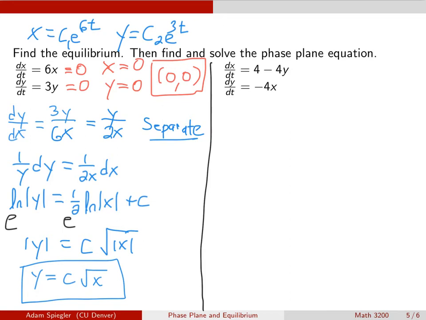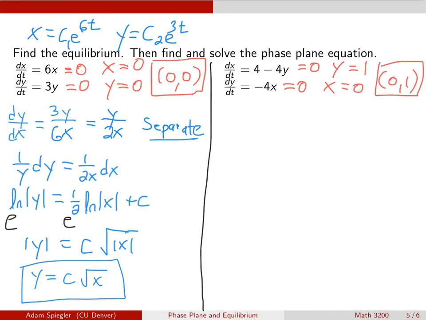For this next example, we certainly couldn't do that since these equations are intertwined. The equation for dx/dt depends on y, and the equation for dy/dt depends on x. So let's take a look at this example. First, we want to find the equilibrium. For example, when is dy/dt equal to 0? Well, that very clearly is when x is equal to 0. That has no effect on the top equation. So the top equation is going to equal 0 only if y is equal to 1. So we have one equilibrium when x is 0 and y is 1.